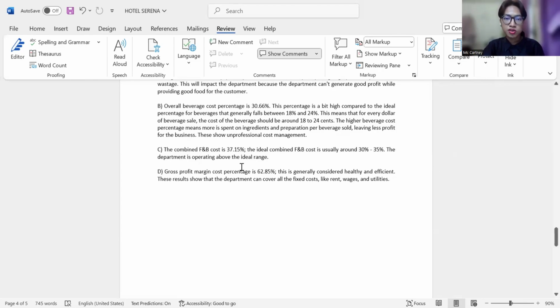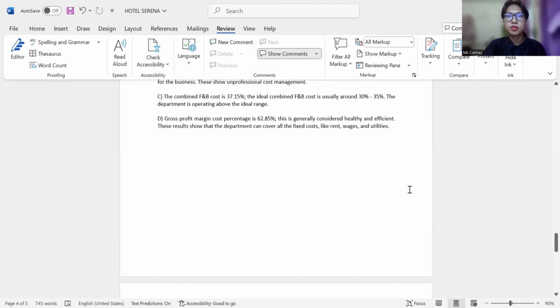The gross profit margin percentage is 62.85%. This is generally considered healthy and efficient because the result shows that the department can cover all the fixed costs like rent, wages, and utilities.